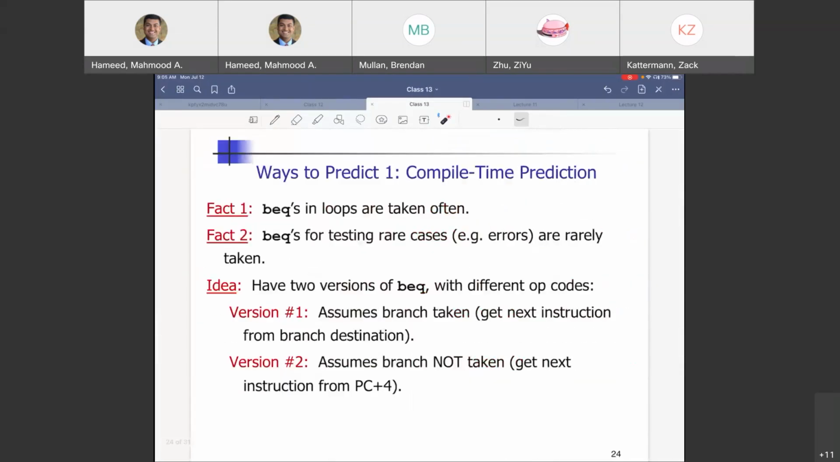Now let's take a look at ways to predict. One way to predict, how would you predict? Suppose you don't have a history. Suppose you don't know historically what is the probability of branches being taken or not taken. You don't know that. How are you going to predict what you need to do?